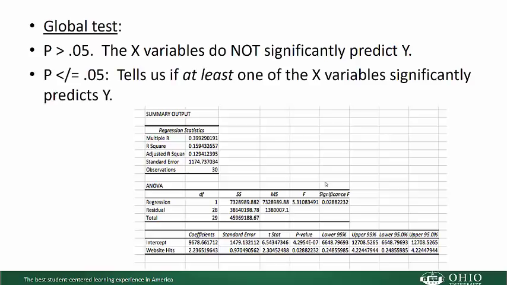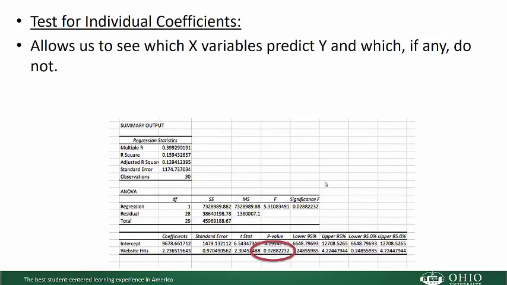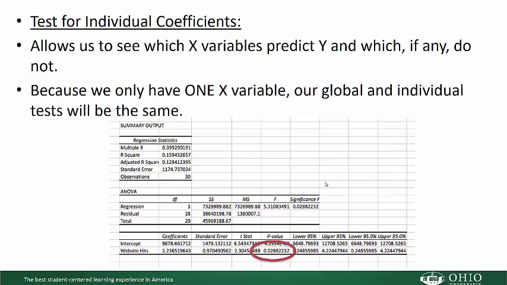If your p-value is less than or equal to 0.05, that indicates that at least one of the x variables significantly predicts y. Here's where you can find the p-value. You can see that our p-value is 0.0288. That's less than 0.05, so that means at least one of the x variables significantly predicts y. So now what we can do is move on to the second test, which is the test for individual coefficients. This allows us to see exactly which x variables predict y and which, if any, do not.